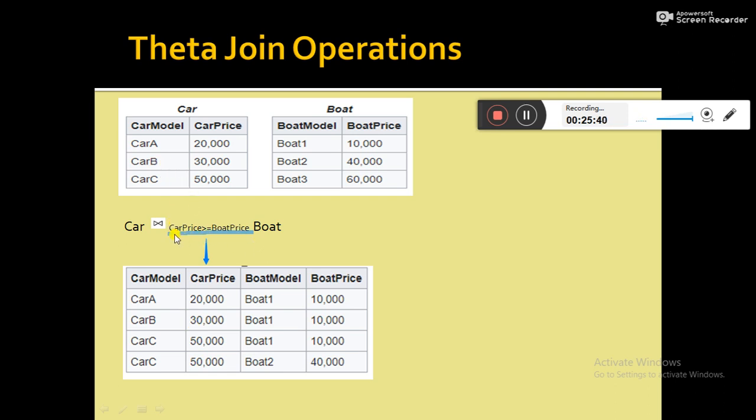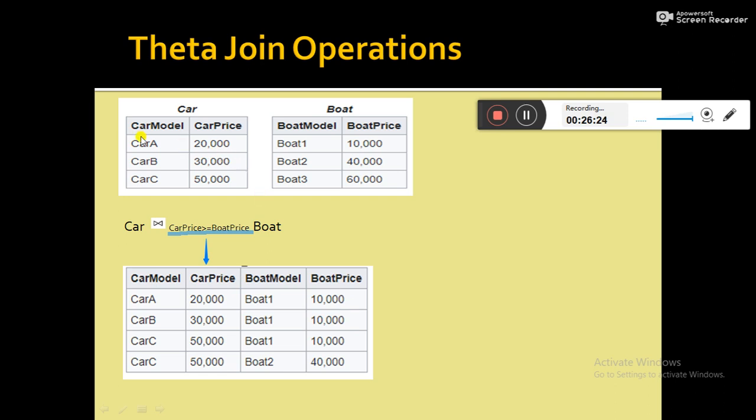Here the condition is that car price is greater than or equal to boat price. So the condition is not only the equality sign; rather we are using the greater than or equal to sign. It will select the tuples from car and boat for which this condition is true. Start with the first tuple of car: car A, 20,000. That record is first associated with the first boat record and we check whether the condition is true or false. Car price 20,000 is greater than boat price 10,000? Yes, so that tuple will be selected. So car A 20,000, boat 1 10,000 will be selected and appear over here.